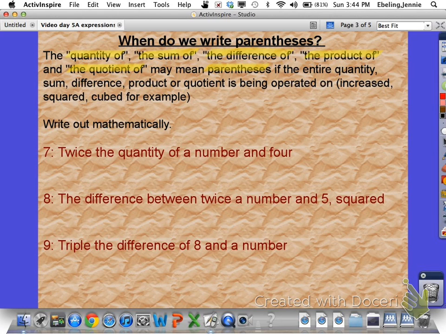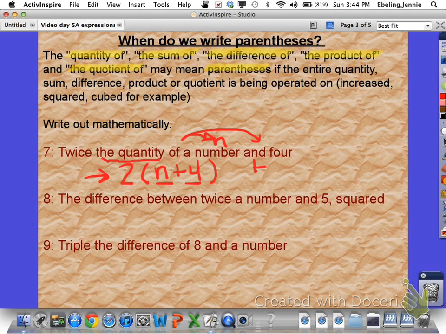On number 7, it says twice the quantity. So when you see the phrase the quantity, that indicates that we're going to have some parentheses. Twice, meaning you're multiplying by 2. The quantity of, after of, these are the things that need to go inside the parentheses. The quantity of a number and 4, and meaning addition. So if I use n for number, I'm going to have n plus 4 in the parentheses. 2 times the quantity of a number and 4 looks like this algebraically.